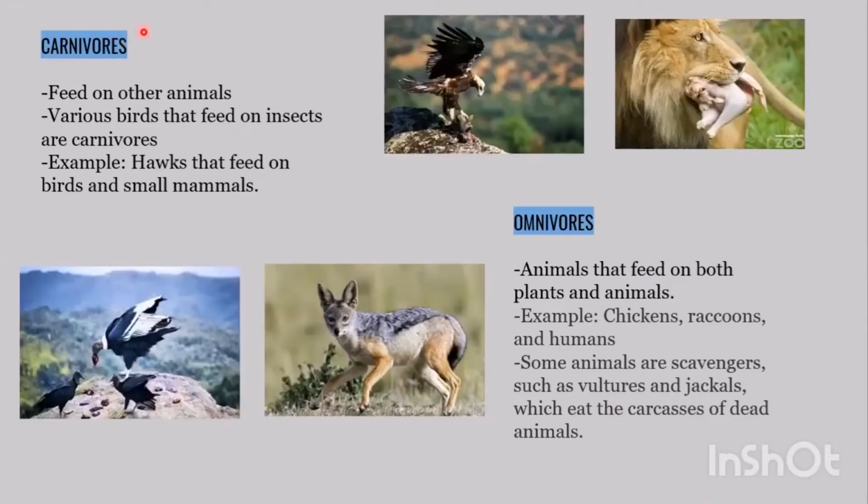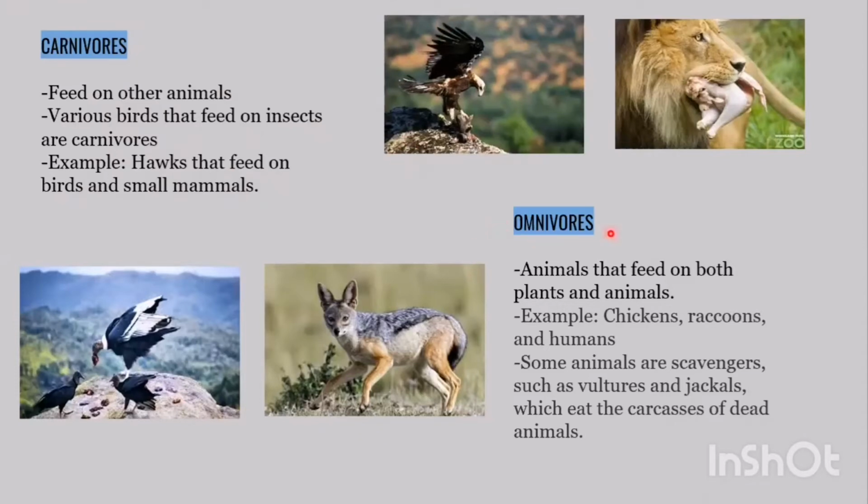Moving to the carnivore. A carnivore feeds on other animals, which means an animal that eats other animals. Various birds that feed on insects are also known as carnivores. For example, hawks feed on birds and small mammals, such as in this diagram.